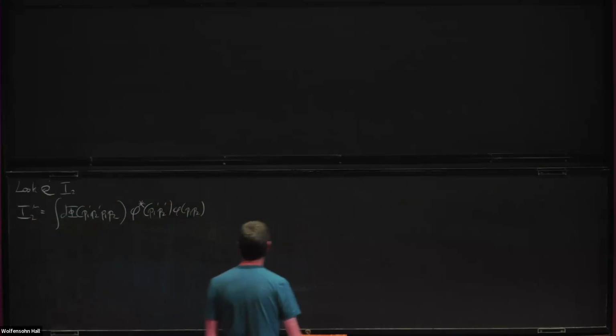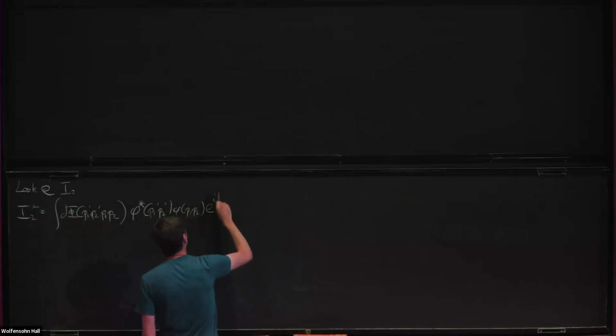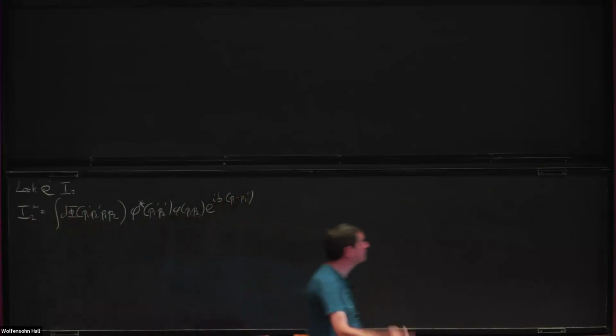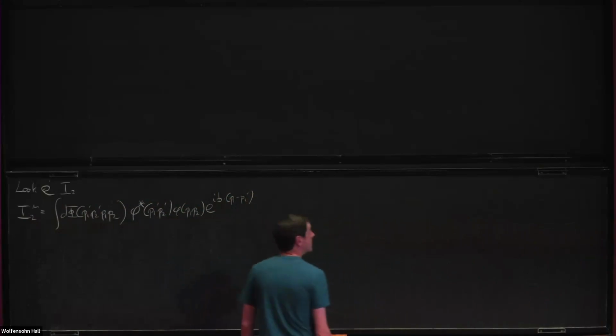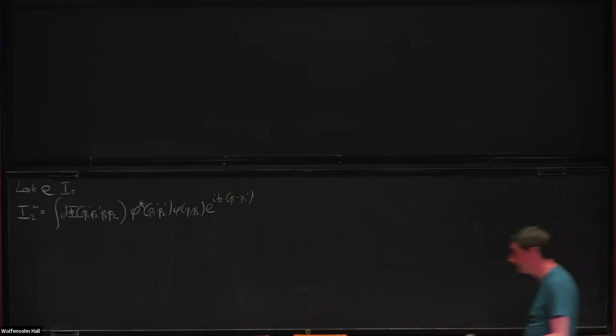There's the e to the iB. I'll set the h bar to 1 now. We know how to power count it, so I can just put it back in when I need to. And then the matrix element. So I'm going to insert a complete set of states in this matrix element to simplify my life.